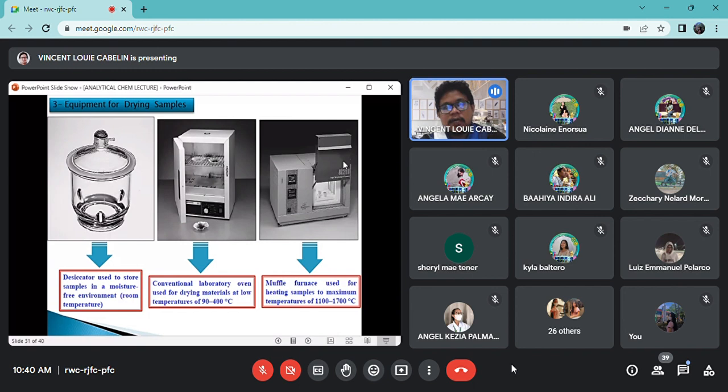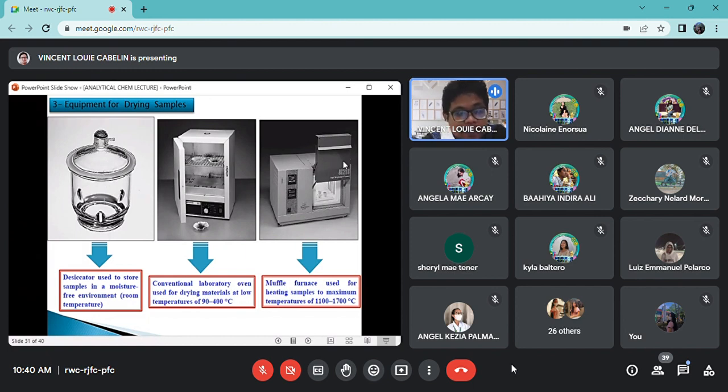Now, also in the laboratory, we sometimes have to dry samples because in drying samples, usually you want the solid to precipitate at the bottom. So you want to discard the liquid part, for example the water of your sample. So you use a desiccator or any equipment that could dry your sample. These are some of the things that we use in the laboratory if you want to dry your samples.